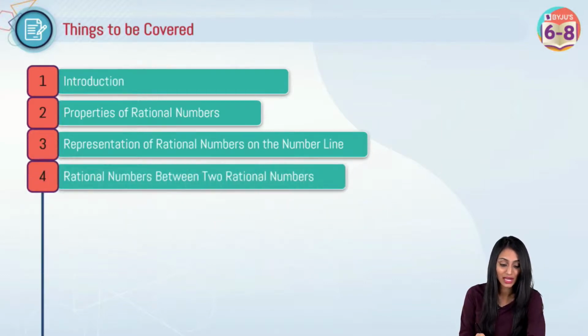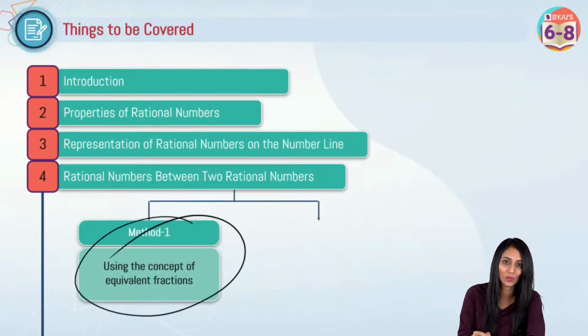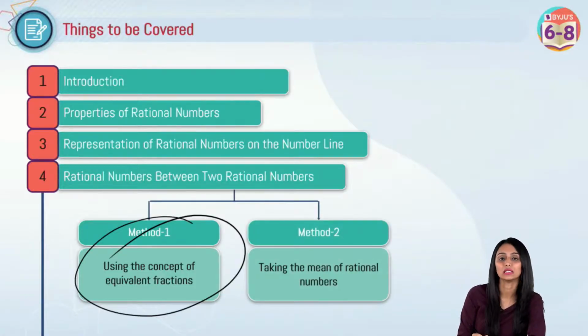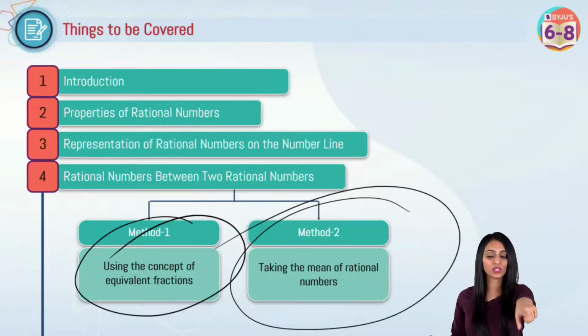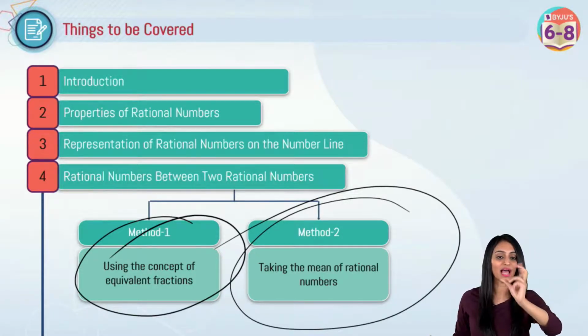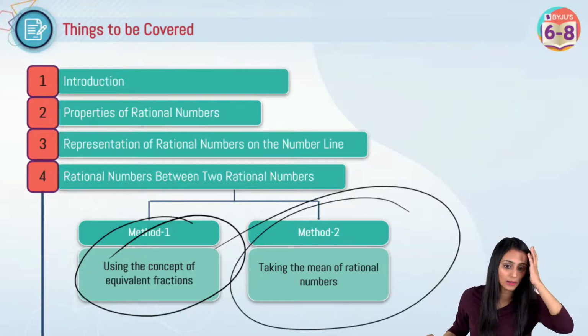Next, we have rational numbers between two rational numbers. One method you've already learned using the concept of equivalent fractions: you take the LCM, make the denominator the same, and then find them. Another method we will learn in grade 8 for the first time is taking the mean of rational numbers. Few students are already aware of this. They were talking about the average, the mean, but we will be learning this concept in detail in the upcoming sessions.